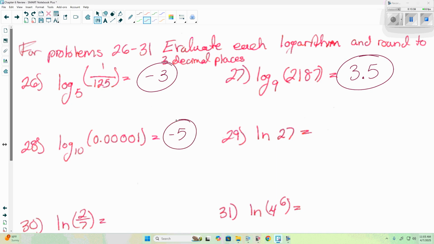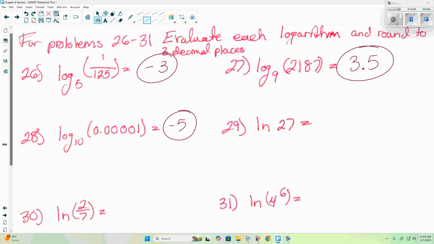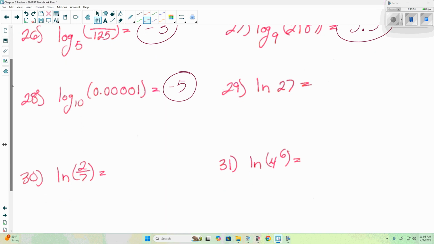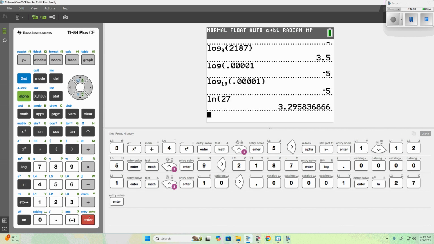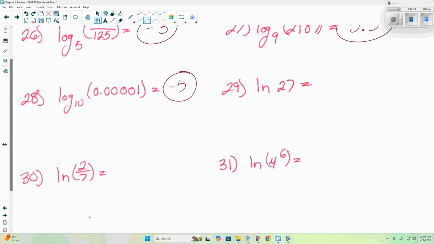Questions on 26, 27, or 28? We feel good with those first 3 there. ln, natural log. Natural log, the base is understood to be e. There's no other base for e. So ln of 27, I can just use the ln button. Either calculator has it. ln of 27 is 3.295836866, which rounds to 3.296.